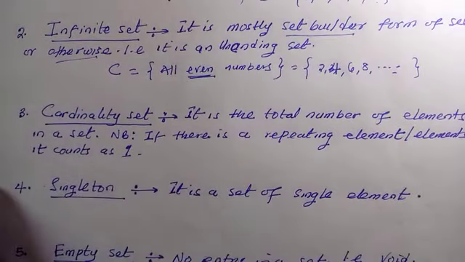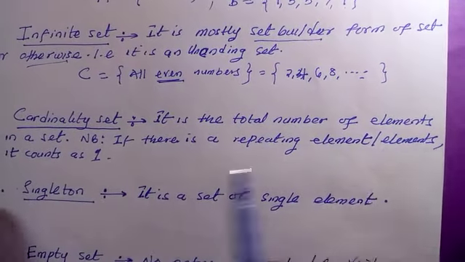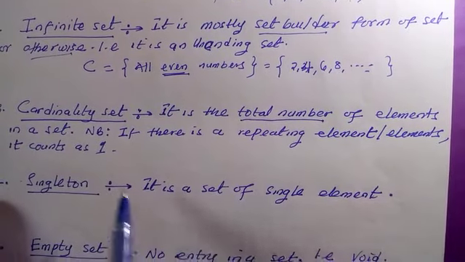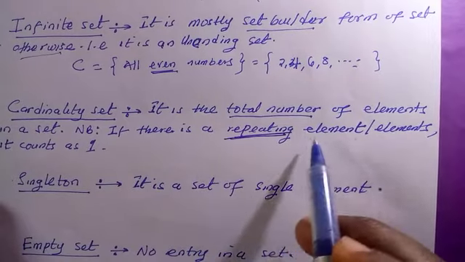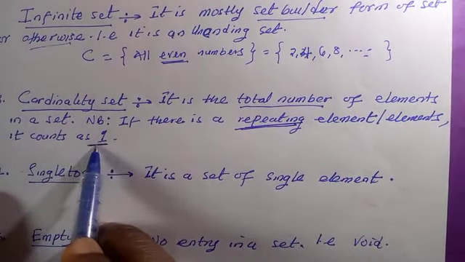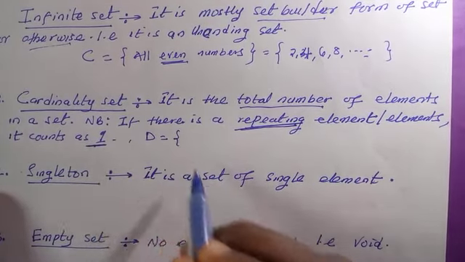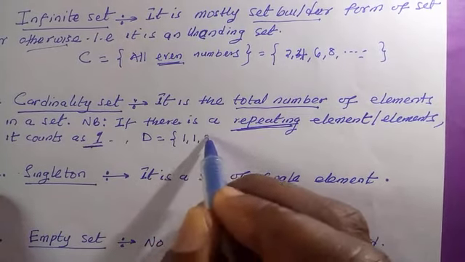Now let's see the cardinality of a set. It is the total number of elements in a set. Note that if there is a repeating element, it counts as one. When you are counting the cardinality, the numbers must not repeat, and if one repeats, you count it as one.